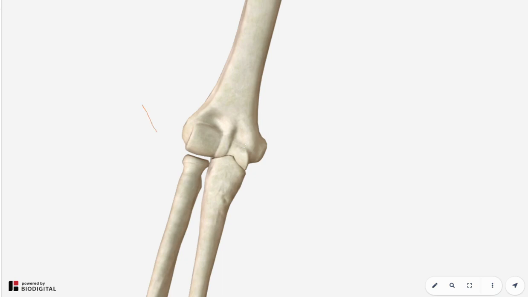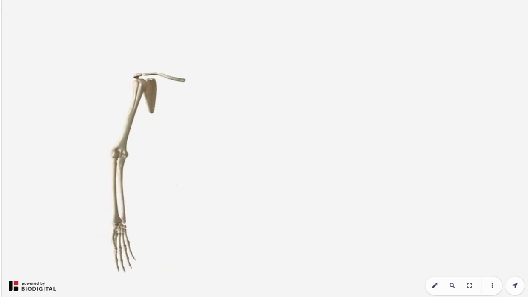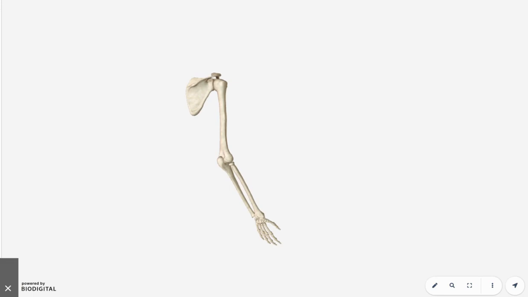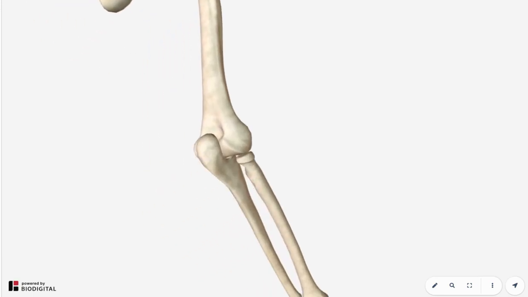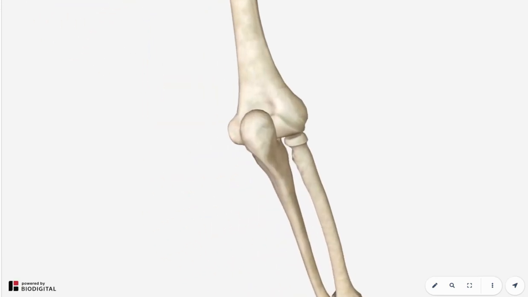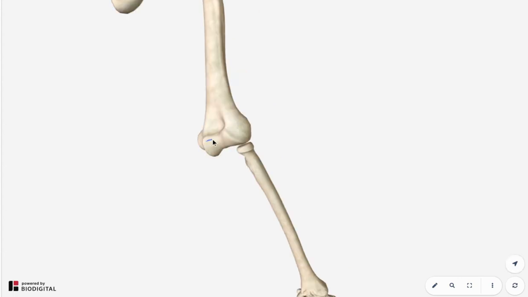And then if we go around and look at the posterior side of the humerus, we can see the trochlea a little better. If we remove the ulna, then we can see the trochlea here. You can see how it looks kind of like a pulley or like something a rope would slide over. And then we also have the olecranon fossa, which we just saw a second ago. The olecranon process on the ulna fits into there, and that's what stops hyperextension of the elbow joint.